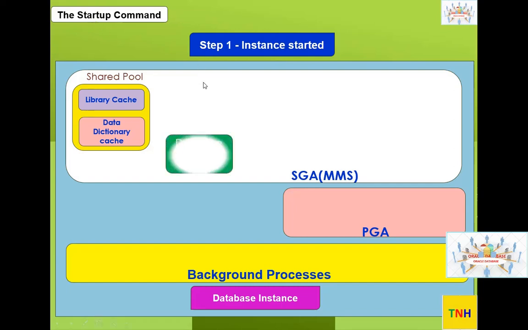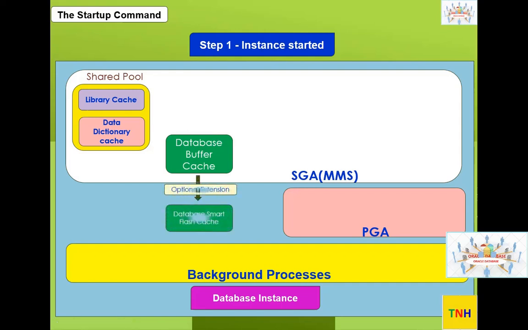Now let's see. Again, we are going to have the database buffer cache. All of these are memory structures. Instance starting means that on the back end, these things are automatically getting started. And again, we are going to have an optional extension, that is the database smart flash cache. I think this is a 12c feature, continuing with enhancements in 19c and 21c as well. Let's get the definitions later. I'll just show you the components initially, and after that we are going to have the redo log buffer.